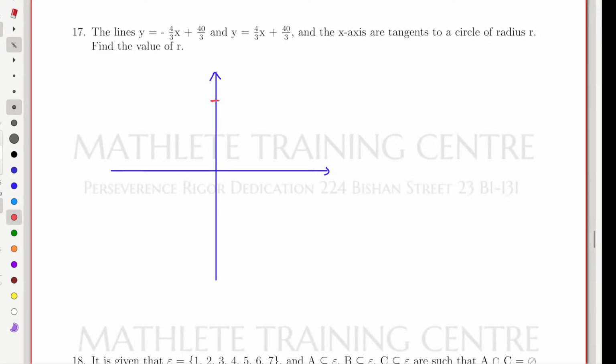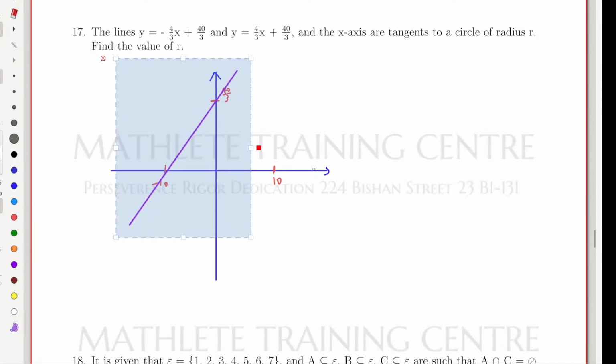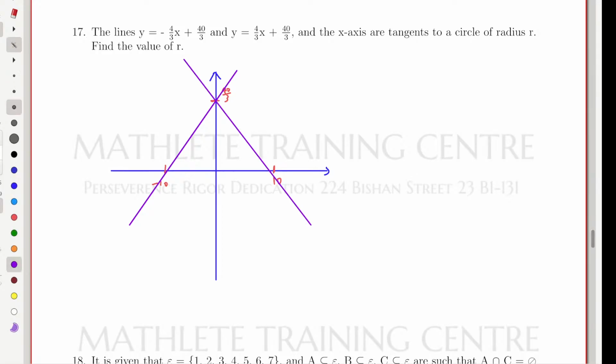Again, your 40 over 3 mark will be right here. When you have the y value equal to 0, the x-intercepts will be at 10 and minus 10. So somewhere here and somewhere minus here. So actually the lines look like this and this. Again, that's not a good drawing. And then, of course, the x-axis itself.